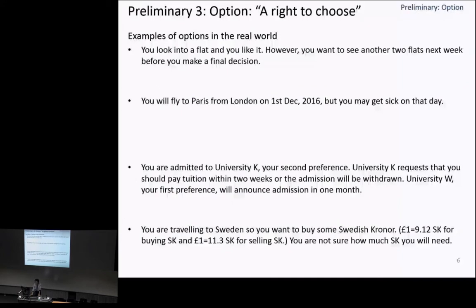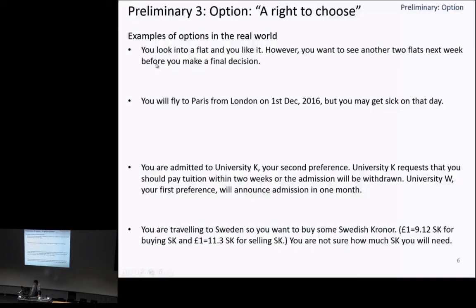Okay, those were about interest rates. The next two preliminaries are for the study of derivatives and options. Preliminary 3 is option. Option in economics is a right to choose. Today I'm going to give you 4 examples of an option, and for your assignment you should give your own example.